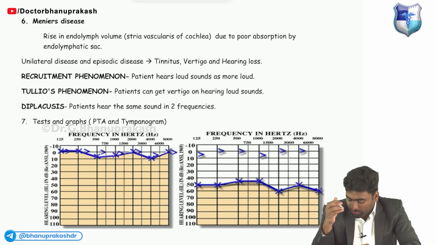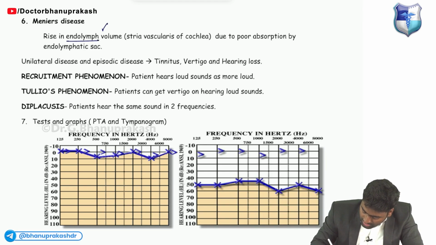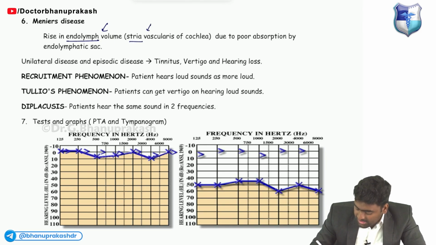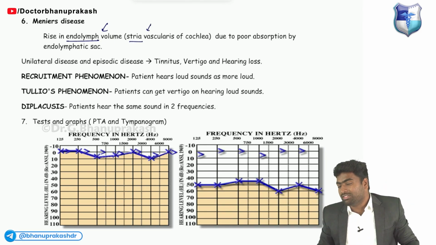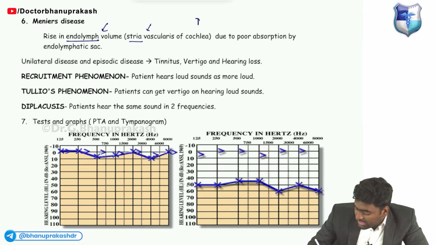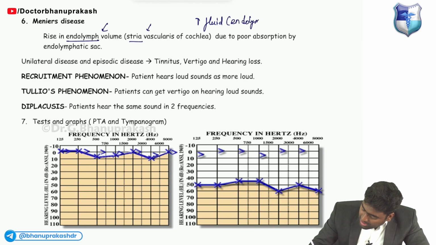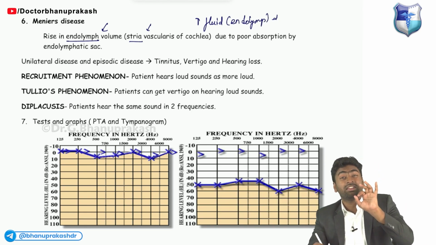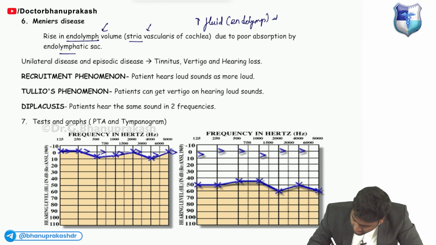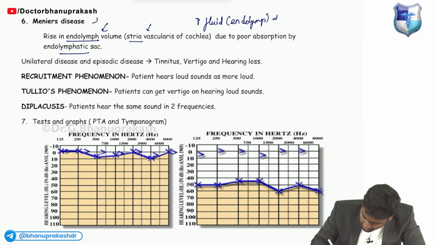Here we know this endolymph will be produced mainly in the scala media part. It will be produced by this stria vascularis. Either it will produce more or it will absorb less. So in both types, there will be increased fluid, increased endolymph. Because of this increased endolymph, the ear will swell. It is known as endolymphatic hydrops.